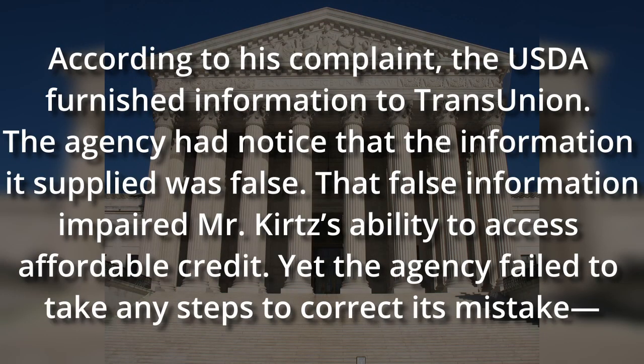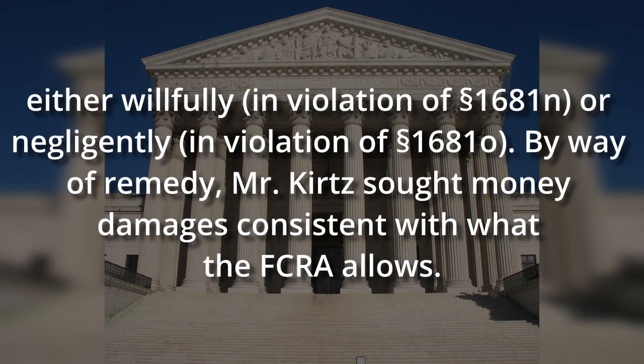Yes, any lending firm could have erroneously reported past due a loan that had been paid in full. And any lending agency could fail to take action to resolve the error, which could lead to a lawsuit. In this case, Mr. Kurtz sued under the Fair Credit Reporting Act. According to his complaint, the USDA furnished information to TransUnion. The agency had noticed that the information it supplied was false. That false information impaired Mr. Kurtz's ability to access affordable credit, yet the agency failed to take any steps to correct its mistake, either willfully in violation of Section 1681n or negligently in violation of Section 1681o.